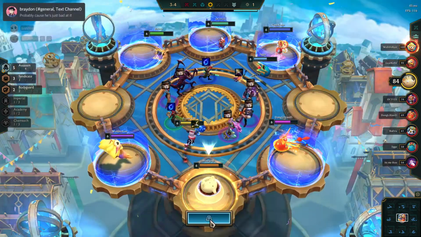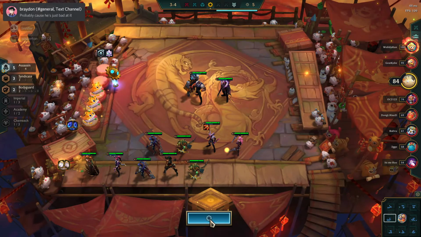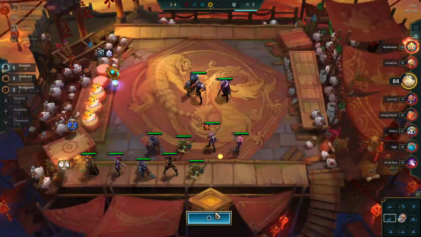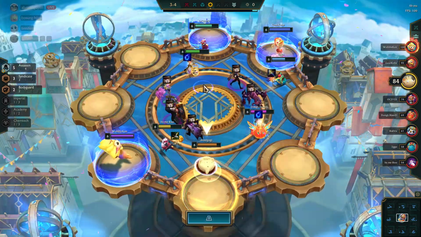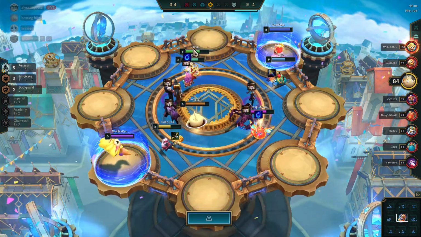I've seen some Karthuses who just ult on cooldown getting like 3-4k. That one is a crazy abuse case. Yeah, Karthus is definitely especially good for it.